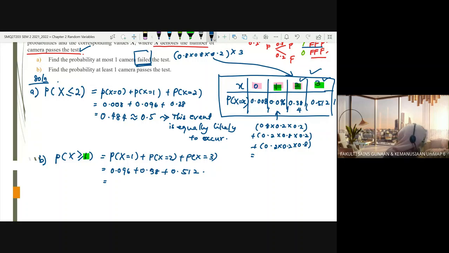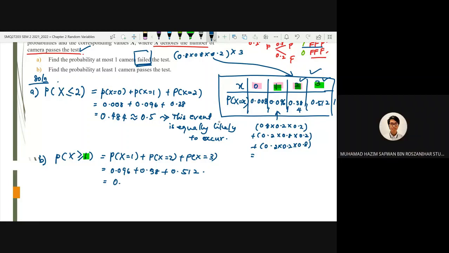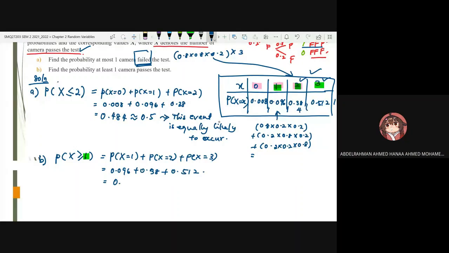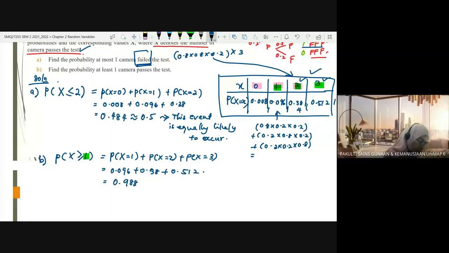What will be the value, class? 0.988. Any other values? 0.988. Any other answer?